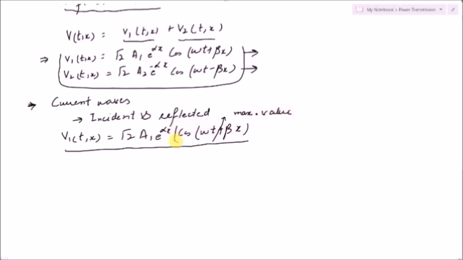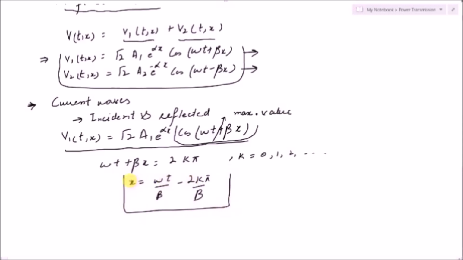So this whole term cos(ωt + βx) should have the maximum value, and it will be maximum when ωt + βx is equal to 2kπ, where k is equal to 0, 1, 2, and so on, right? So if k is equal to 0, this will be 0, and cos 0 is equal to 1. Similarly, cos 2π is equal to 1, cos 4π is equal to 1. So this will be the maximum value, and from here if I have to calculate the value of x, that will be x is equal to ωt over β minus 2kπ over β.